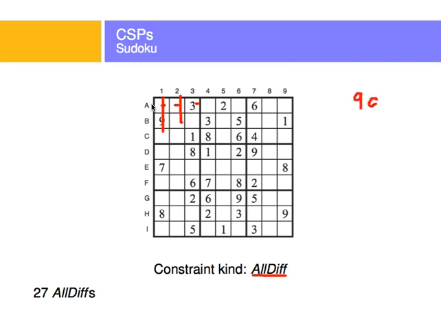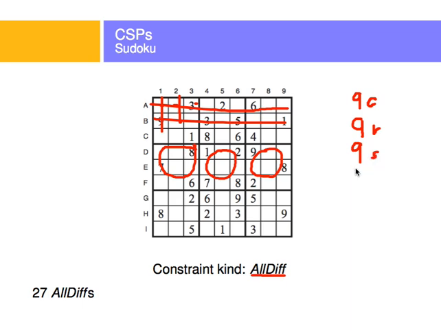Then there's an all-diff for the rows saying all the numbers here must be different, right? So there are 9 all-diffs for the rows. And then there's also an all-diff for each square. Within a square, each of these variables, which is a slot in the Sudoku puzzle, should be all different, right? So there are 9 in the squares, and that gives us a total of 27 all-diffs.